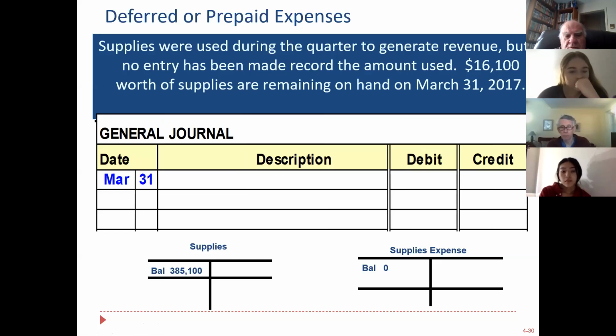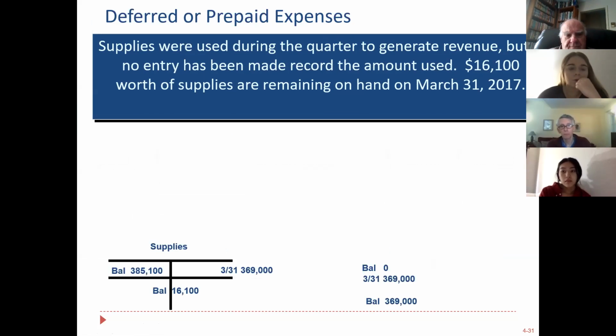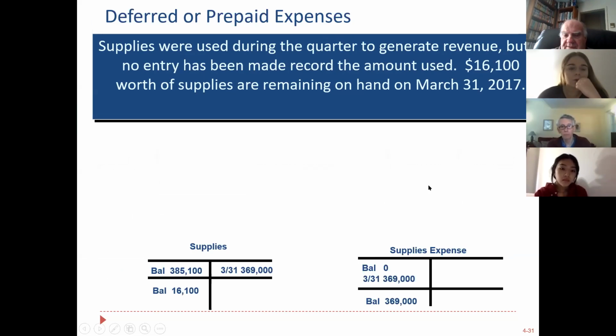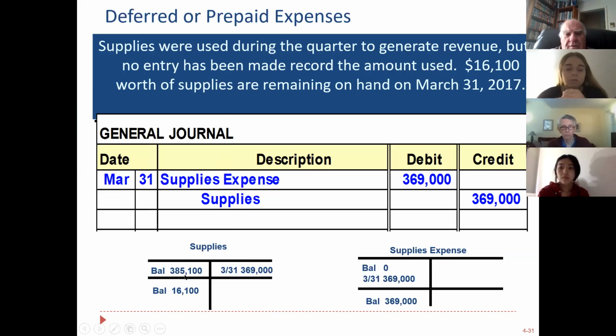So now we're going to record that amount. What's our journal entry? I bet we're going to debit supplies expense and credit prepaid supplies. Do we all know how we got that number? We had 385,100 to begin with, and now we used 369. That leaves us with a tiny balance, huh? That's a lot of straws and napkins, huh? At Chipotle.